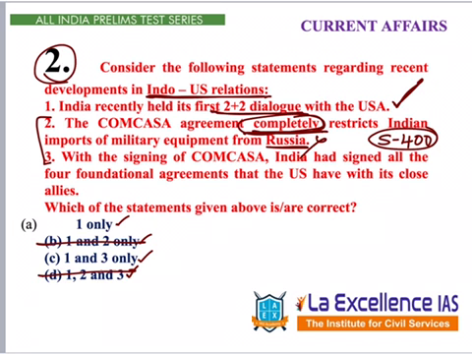Next, with the signing of COMCASA, India had signed all the 4 foundational agreements that the US has with its close allies. "All" is the keyword over here. We have signed only 3, and the 4th is still pending. So 3 is also incorrect.